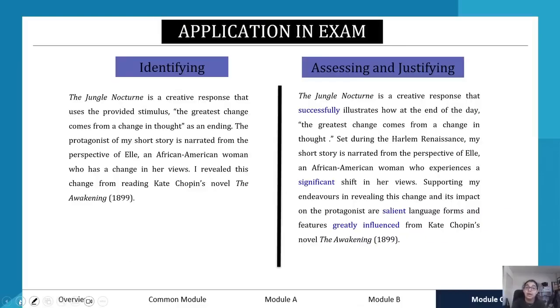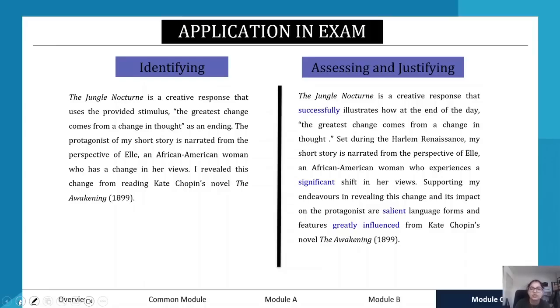Okay, so here we are. This is application and exams. This is going to show you the difference between just identifying techniques in a reflection versus assessing and justifying techniques in a reflection. So identifying is just saying, and this is linking back to the piece that we looked at first, The Jungle Nocturne is a creative response that uses the provided stimulus, the greatest change coming from a change in thought, as an ending.